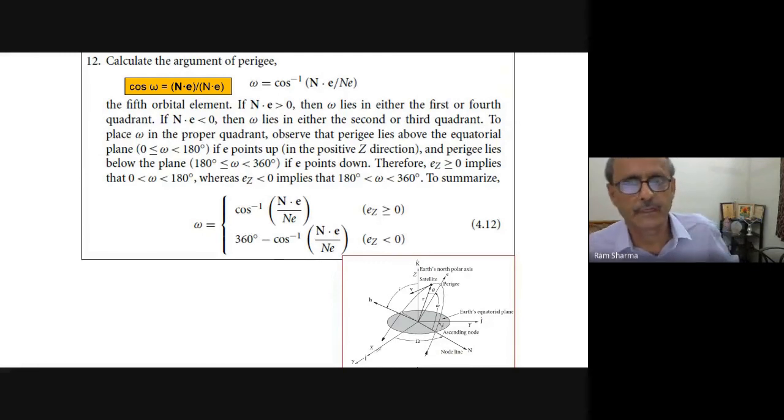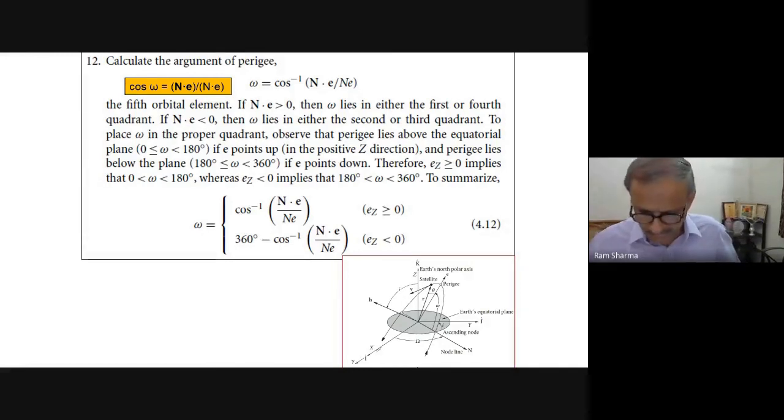In case this value is negative, your cos omega is going to the second quadrant or third quadrant. If it is positive, it is going to the first quadrant or fourth quadrant. And if Ez is positive, you are in the first quadrant or second quadrant. If it is negative, you are going to the third quadrant or fourth. So the uniqueness of the quadrant you can define from those two conditions.